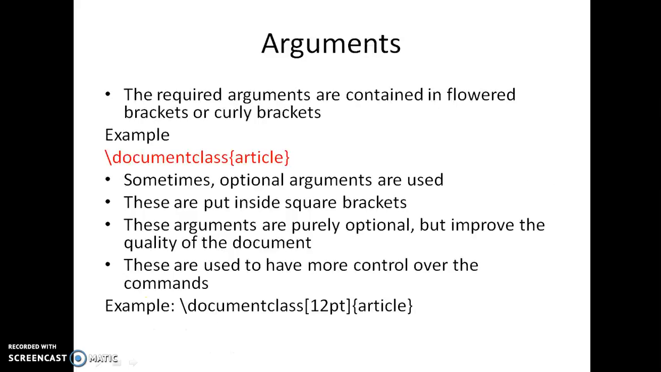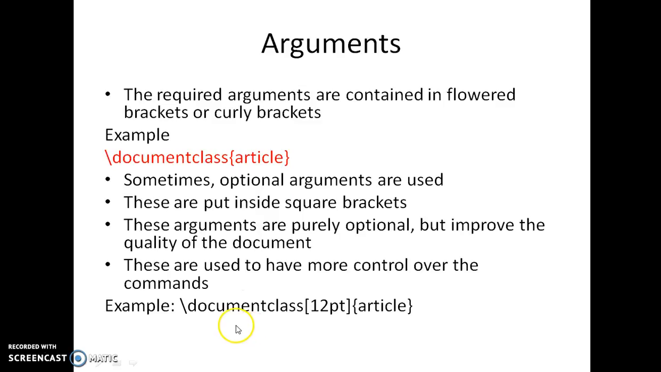Then we have arguments. The arguments are contained in flowered brackets or curly brackets. For example, document class, the argument is article, which is the type of the report that we are going to make. These arguments sometimes can be optional also, like they will be put inside square brackets. When you have such optional arguments, they improve the quality of the document and the beauty of the document. These optional arguments are used to have more control over the commands.